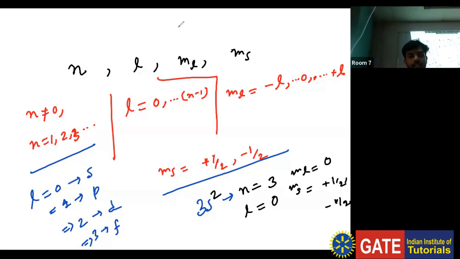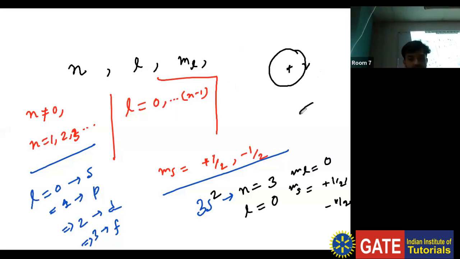Spin. I'll tell you what is spin. This is the nucleus. Suppose the electron can move in the clockwise direction or in the anti-clockwise direction. If it's clockwise, it will be plus half. If it is anti-clockwise, it is minus half. The ml formula, for L equal to 0: ml value is minus L to 0 to plus L. If L is equal to 0, ml has to be 0. There is no other way.